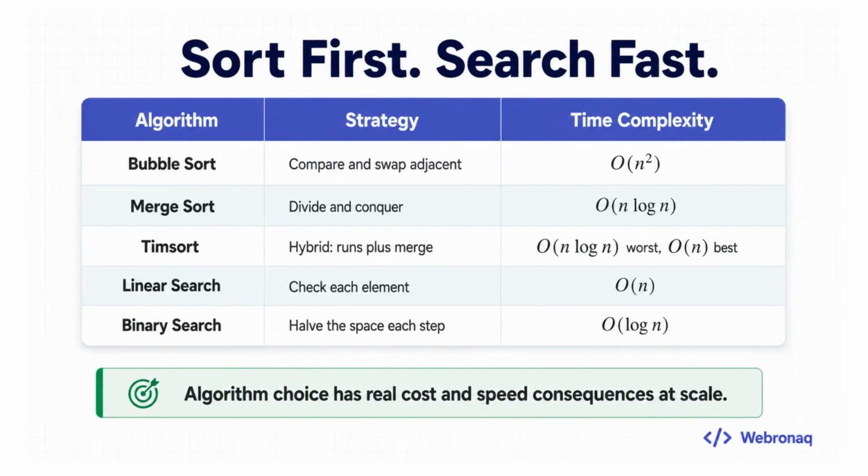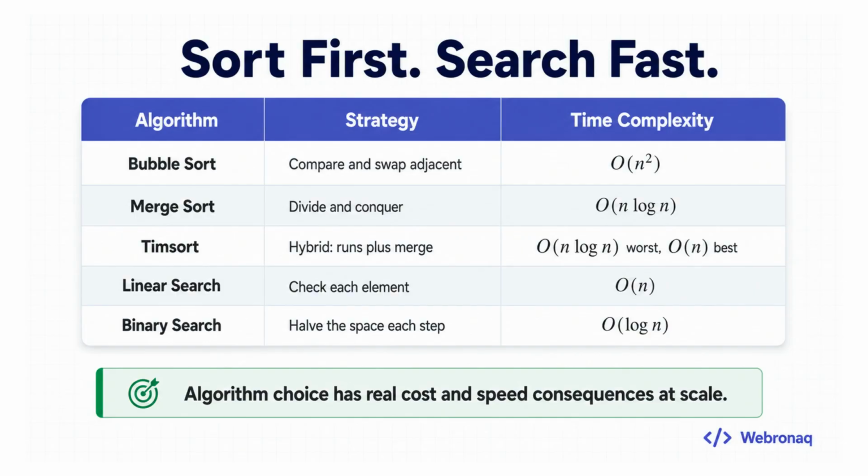So here is the big picture. Sort first, search fast. That is the through line of everything we covered. Bubble sort is your conceptual foundation, simple but slow at big O of n squared. Merge sort gives you reliable big O of n log n through divide and conquer. Timsort, the default in Python and Java, beats naive n log n on real-world partially sorted data by exploiting natural runs. Linear search works on anything but costs O of n. Binary search costs just O of log n, and it only works on sorted data, which is exactly why sorting matters so deeply.